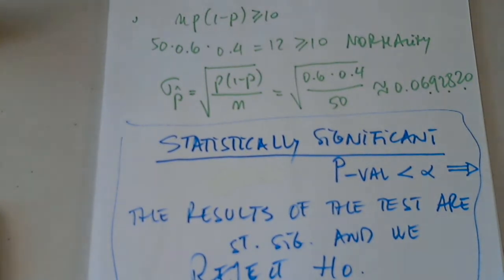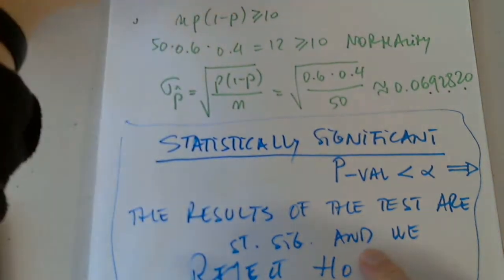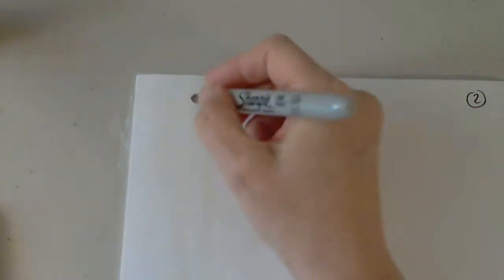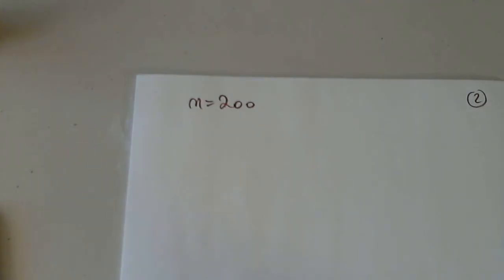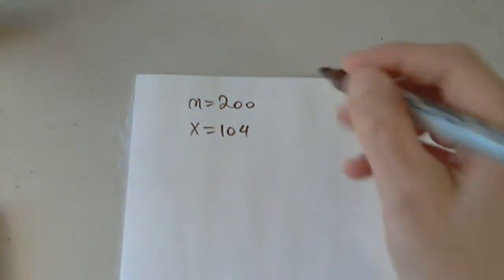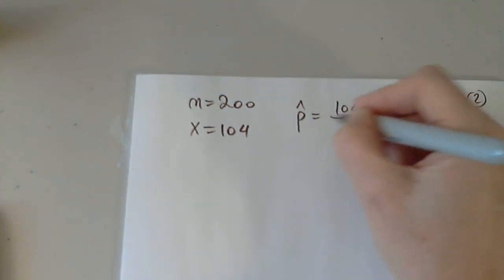Some have argued that throwing darts at the stock pages to decide which companies to invest in could be a successful stock picking strategy. Suppose a researcher decides to test this theory and randomly chooses 200 companies. I have to take notes now. So n equals 200 to invest in. After 1 year, 104 of the companies were considered winners. x equals 104. p hat, if I need it, is 104 over 200.